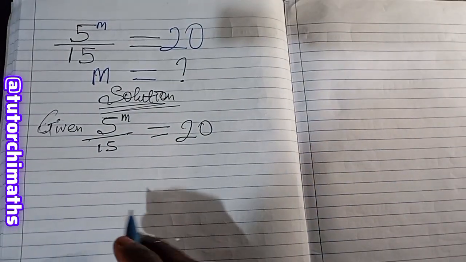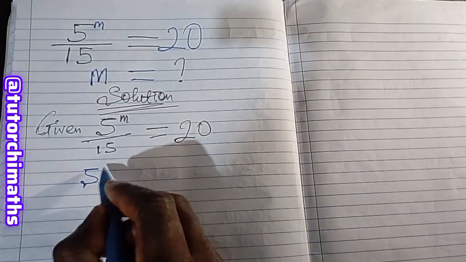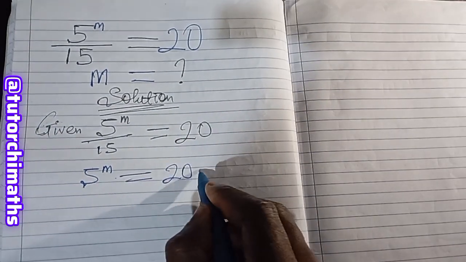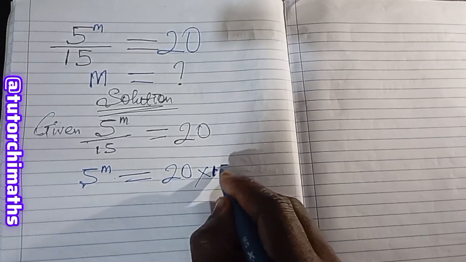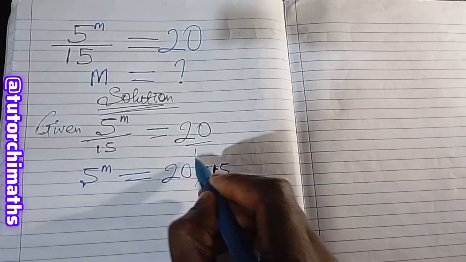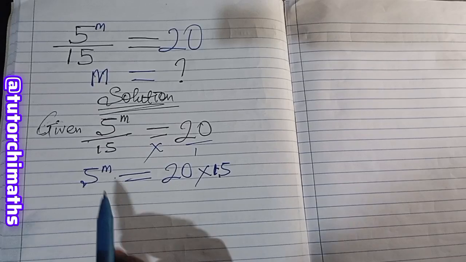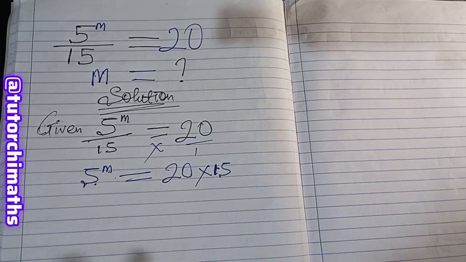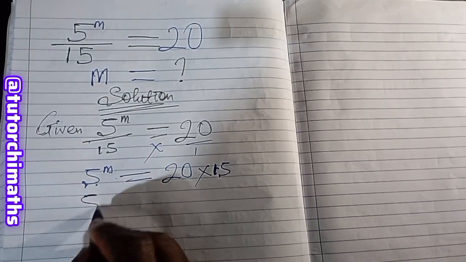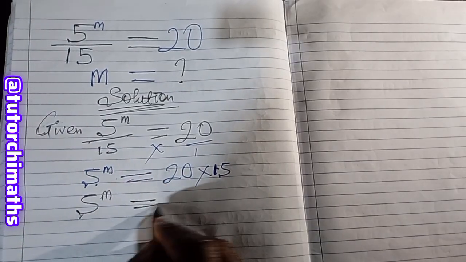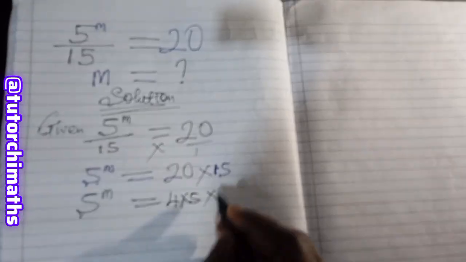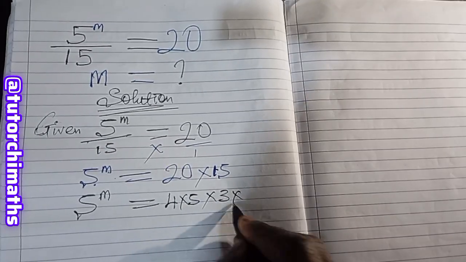So first thing we are going to do, 5 raised to power m is equal to 20 multiplied by 15, because there is an invisible one here when you cross multiply. Okay, you have 5 raised to power m is equal to 20 times 15. Now 20 is the same as 4 times 5, and 15 is the same as 3 times 5.